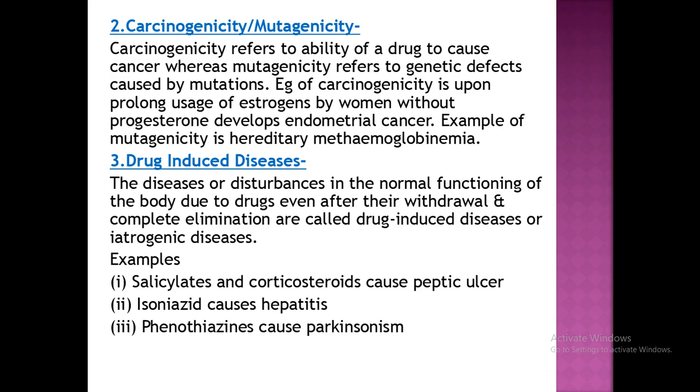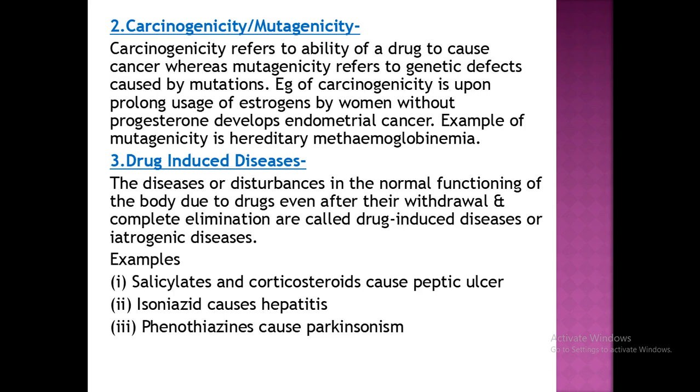So in miscellaneous effects, the second type of ADRs are carcinogenicity or mutagenicity. Carcinogenicity refers to the ability of a drug to cause cancer, whereas mutagenicity refers to genetic defects caused by mutations. Example of carcinogenicity is that upon prolonged usage of estrogens without progesterone, women develop endometrial cancer. So estrogens should always be combined with progesterone. If not, the patients will be prone to endometrial cancer. Example of mutagenicity is hereditary methemoglobinemia.